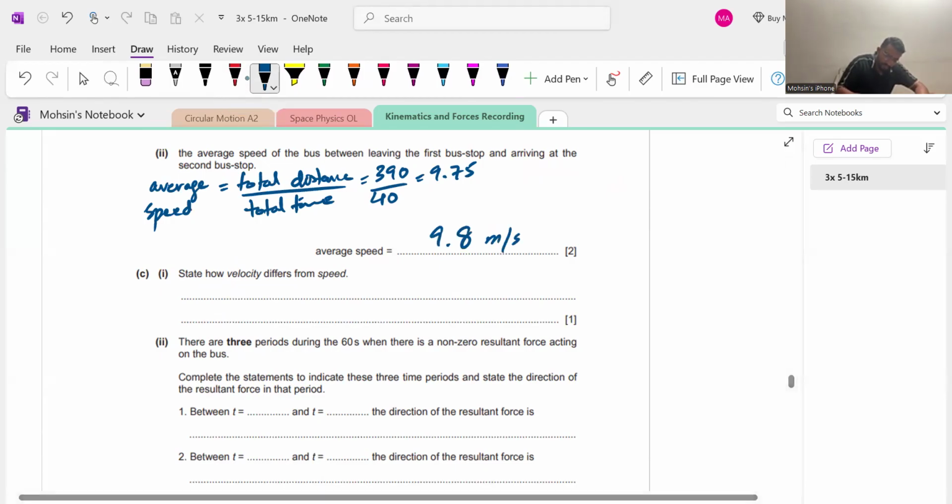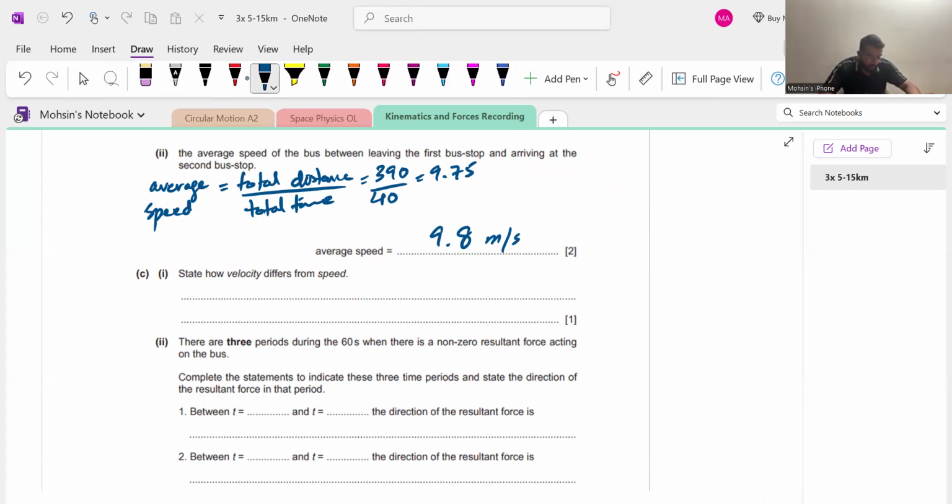Meter per second. State how velocity differs from speed. So velocity is a vector quantity, it has direction. Speed is a scalar quantity, it does not have direction. Velocity has direction while speed does not have.